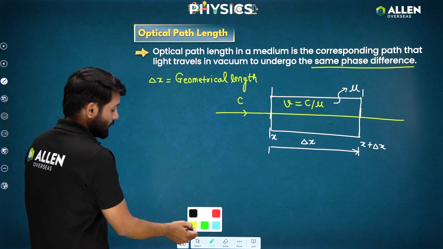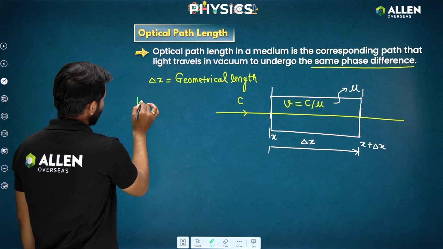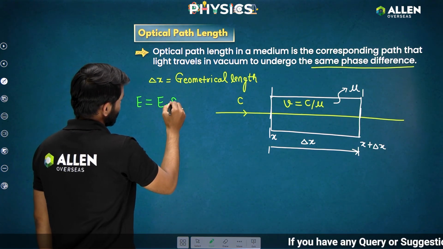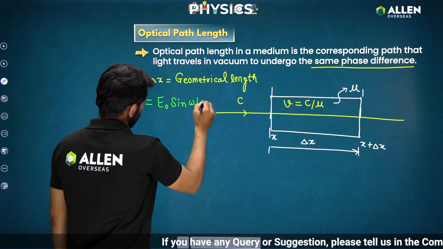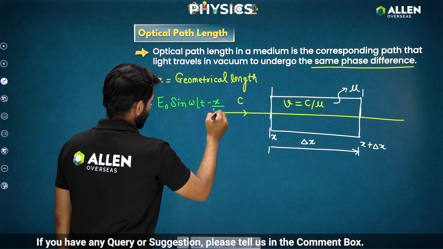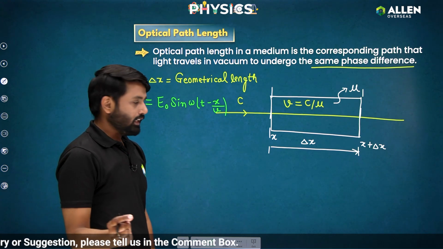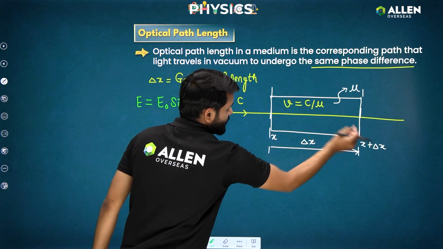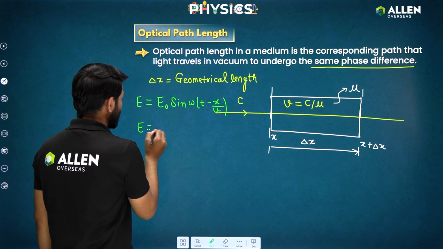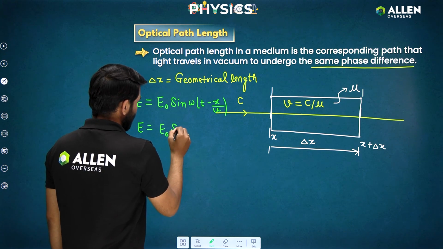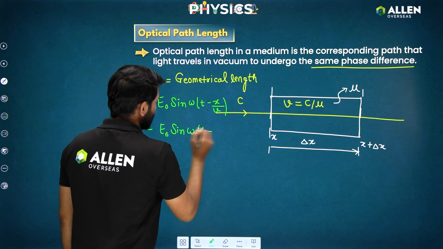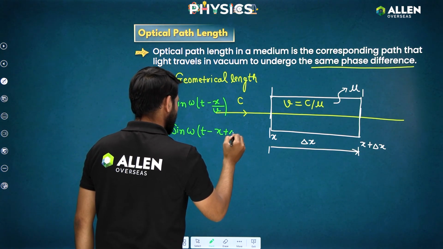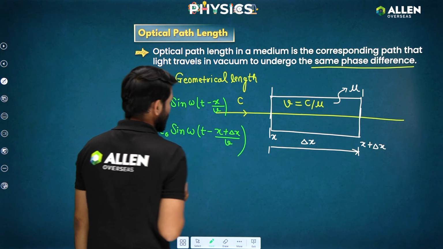Okay, you know that light is a wave, so we can write a wave equation. I'm writing it in terms of the electric field. So E is equal to E naught sine omega t minus x by v. This is our wave equation, and I'm writing this at this point, so x is equal to x. And if I write the wave equation for this point, E is equal to E naught sine omega t minus, this is x plus delta x, right students? So it's x plus delta x divided by v.